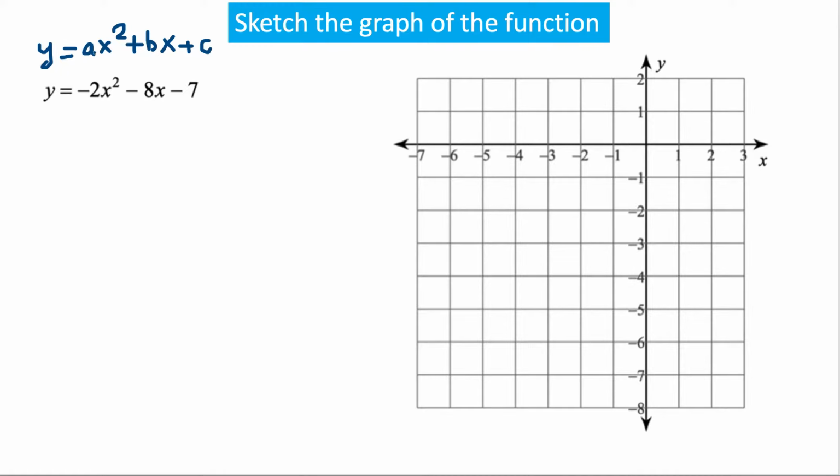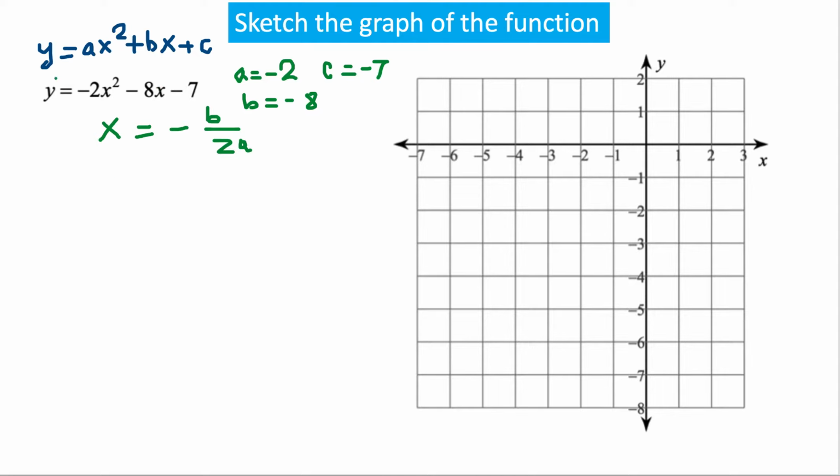So a is the leading coefficient of the quadratic function, b is the coefficient in front of the x, and c is a constant. Now let me graph this function. When we graph the function, we find the axis of symmetry. The axis of symmetry x is equal to the formula minus b over 2a. Here the leading coefficient a is equal to minus 2, the coefficient b is equal to minus 8, and the constant c is equal to minus 7.